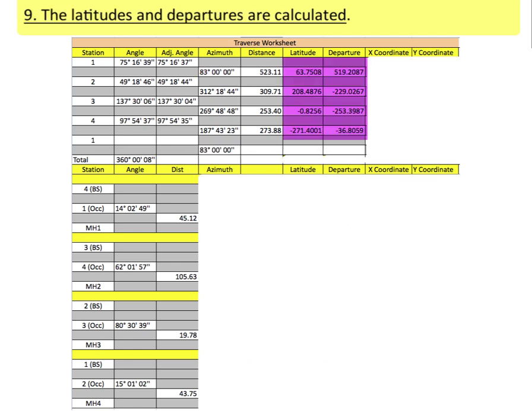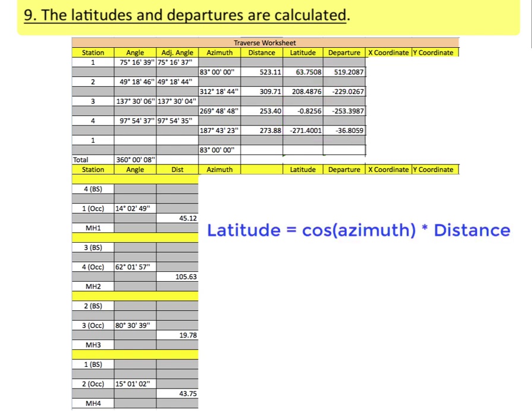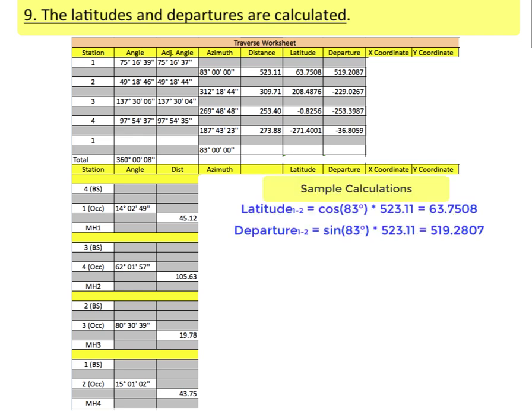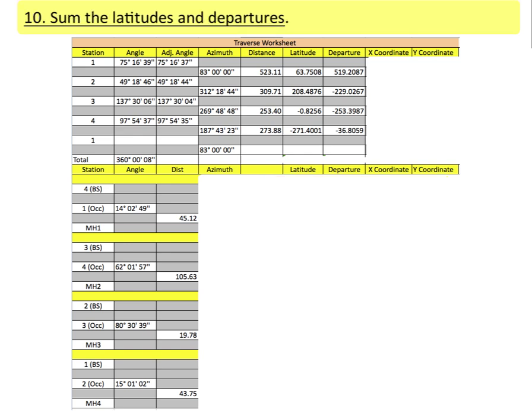The latitudes and departures are calculated. The latitude is equal to the cosine of the azimuth times the distance. The departure is equal to the sine of the azimuth times the distance. The latitudes and departures are calculated for each line of the traverse. The latitudes are summed. The departures are summed.